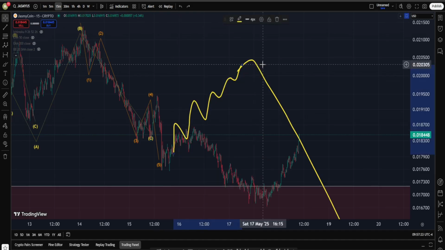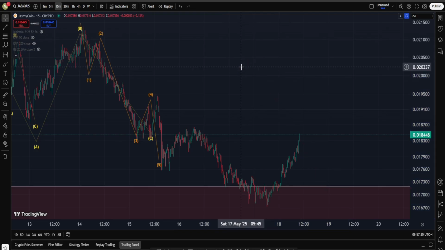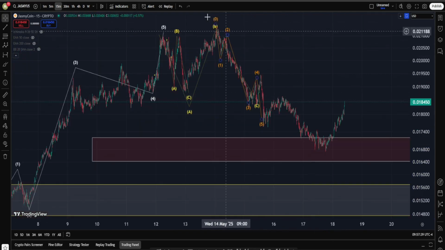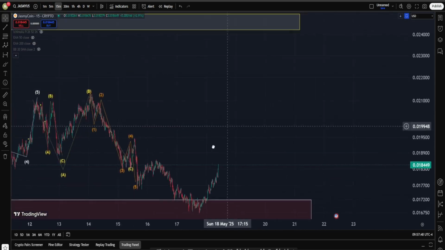Now question is, can we argue the low in JasmyCoin is already in, and from here we are going to have a massive move up in order to take the highest high for the first target about 2.1 cents, and maybe we're gonna go quite a bit higher than that. Well, let's check out a couple of signs.